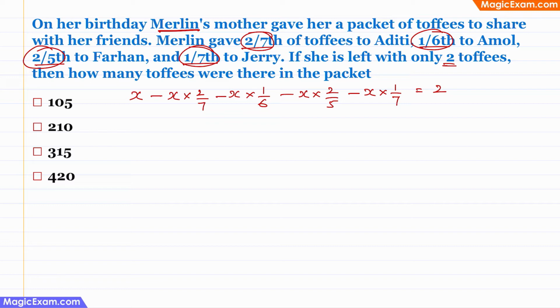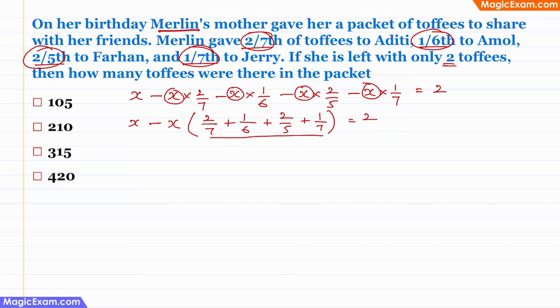Now let's simplify this equation. So this will become x minus, and since there is x in all these 4 terms, let's get it outside. So if we get minus x outside, then we will get 2/7 plus 1/6 plus 2/5 plus 1/7 is equal to 2. So now we have to take the LCM of these 4 fractions. Since 7 is repeated, we just have to multiply 7 into 6 into 5 to get the LCM. And if we multiply these 3, 7 into 6 into 5, we get 210.